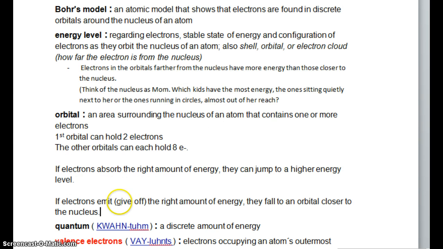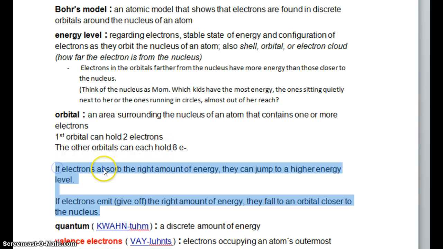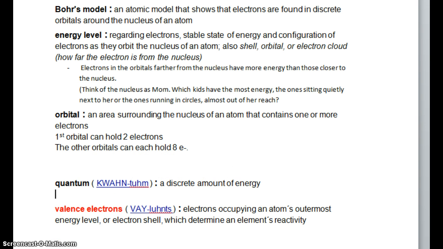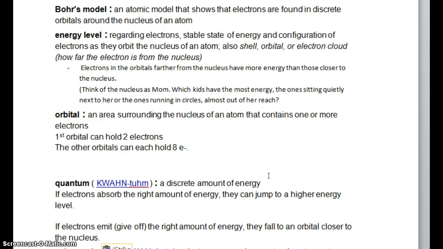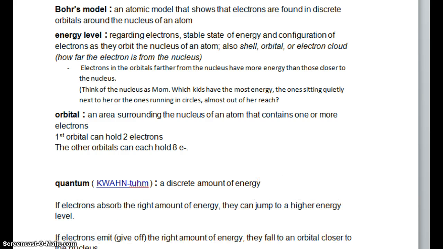So I'm actually going to grab these two notes right here, and we are going to move them under our definition of quantum, which is a discrete amount of energy.